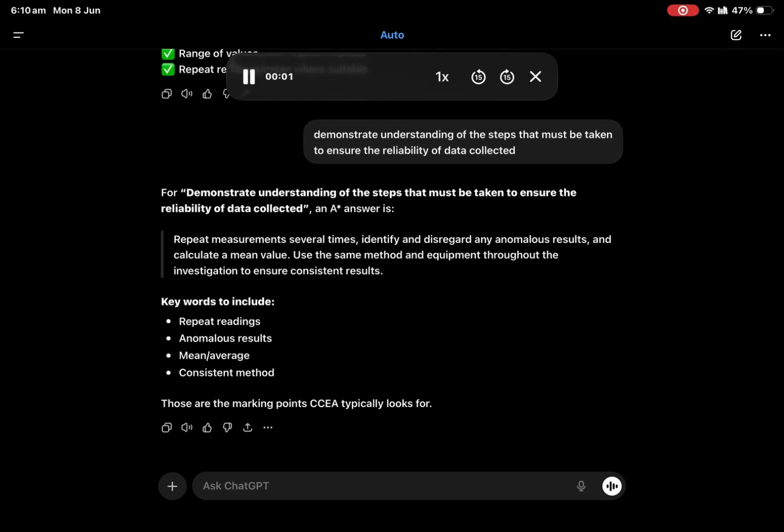For demonstrate understanding of the steps that must be taken to ensure the reliability of data collected, an A-star answer is: "Repeat measurements several times, identify and disregard any anomalous results, and calculate a mean value. Use the same method and equipment throughout the investigation to ensure consistent results." Keywords to include: repeat readings, anomalous results, mean average, consistent method. Those are the marking points CCEA typically looks for.